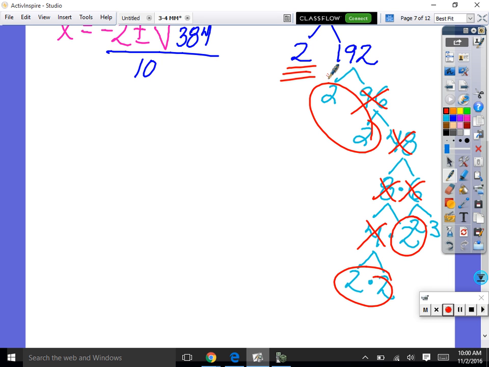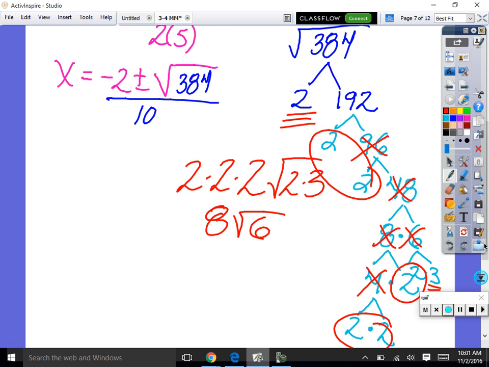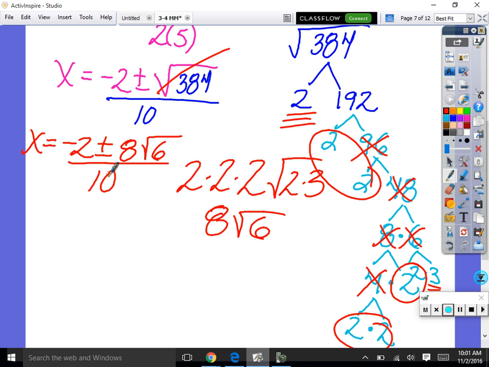So left underneath is a 2 and a 3. So we pulled out a 2, 2, 2. So we had a 2 times 2 times 2, and then left underneath the house was 2 and 3, right? So that would be 8 square roots of 6. Is everybody feeling good about that? So I'm going to rewrite, and we just simplified that to be 8 square roots of 6. So write it again. X is equal to negative 2 plus or minus 8 square roots of 6 all over 10. Is everybody good up to here?